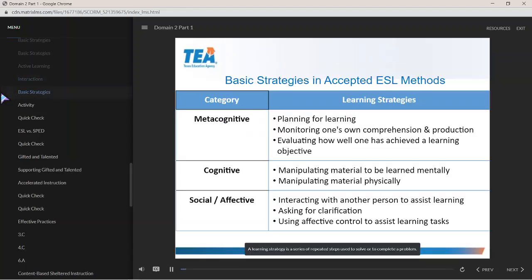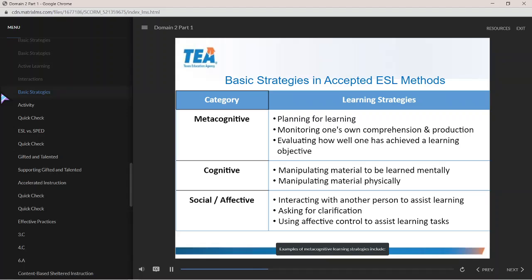A learning strategy is a series of repeated steps used to solve or to complete a problem. Learning strategies help students monitor their own learning and can be taught to students for them to apply in multiple settings across all content. There are three main categories under which learning strategies fit into: metacognitive, cognitive, and social or affective. Metacognitive strategies are meant to help students think about their own thought process.